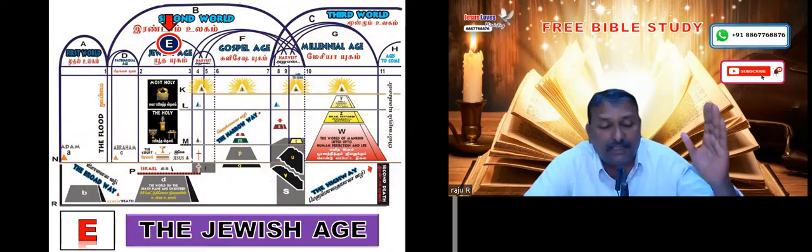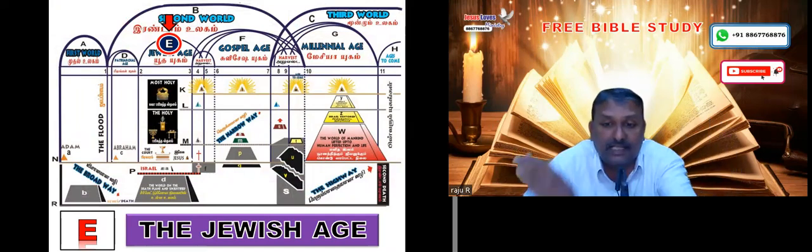We just now saw patriarchal means Abraham, Isaac, and Jacob. So at the death of Jacob, the 12 tribes of Israel came into existence, and immediately the nation of Israel was formed.